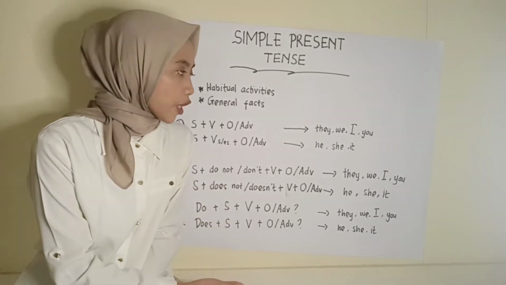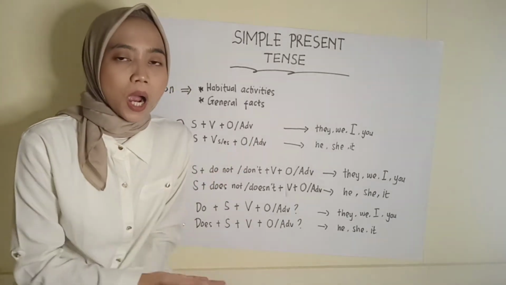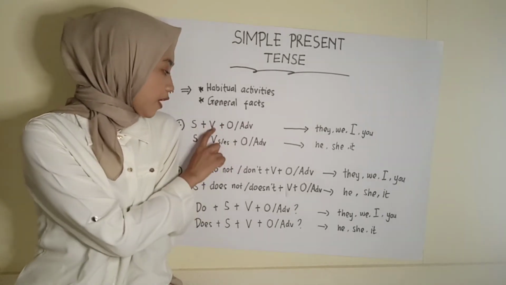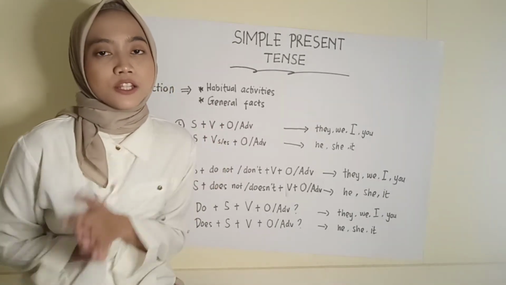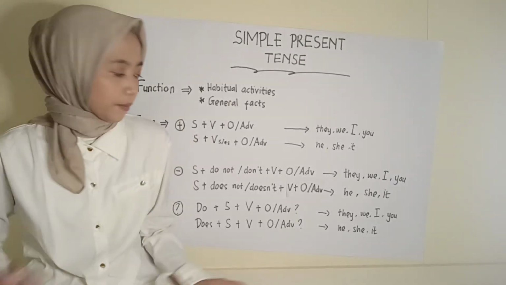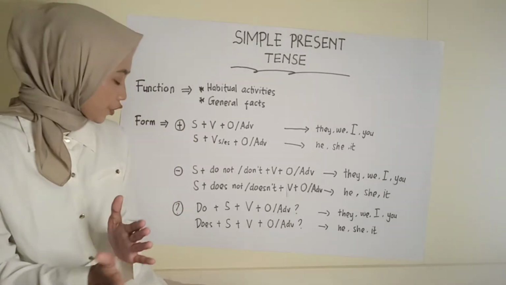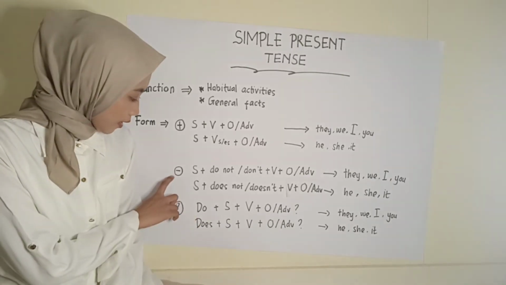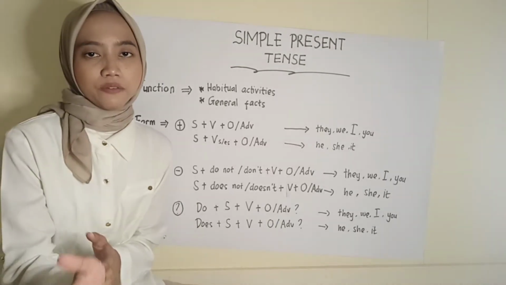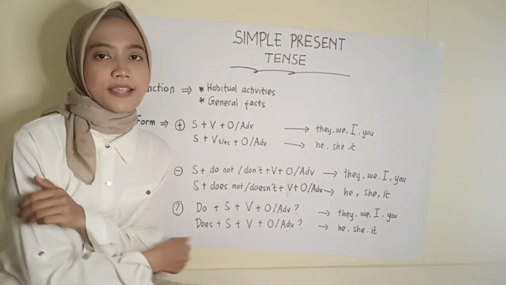And when the subject is they, we, I, you, the verb is not added by s or es. Now let's move to the second one, that is negative sentence. So I'm gonna give you examples. Let's take a look.